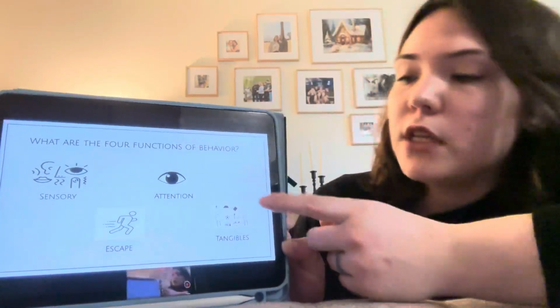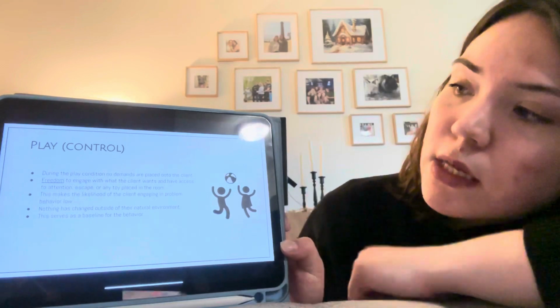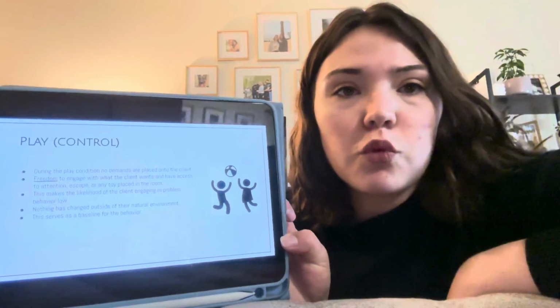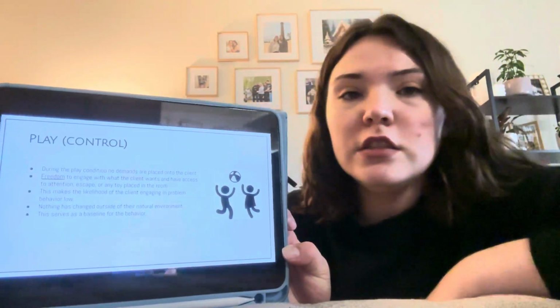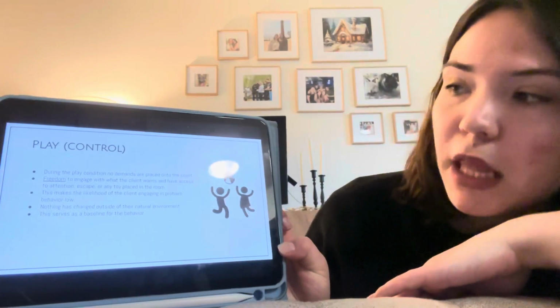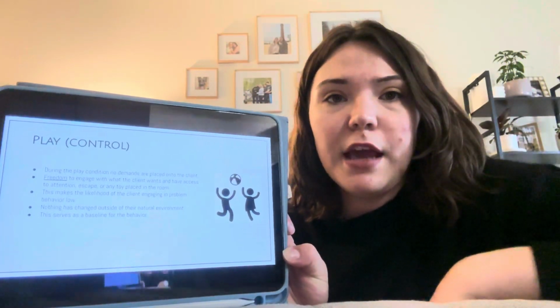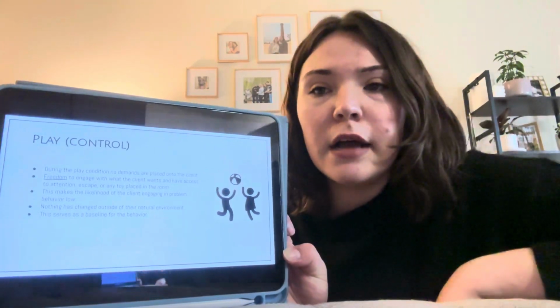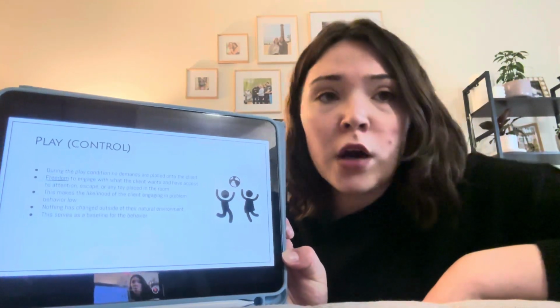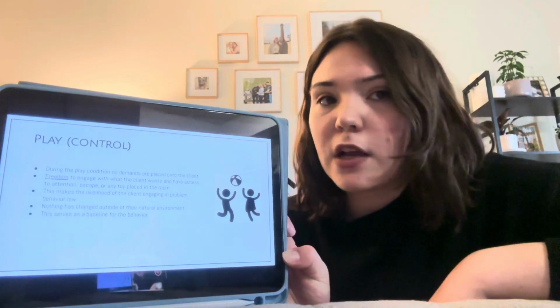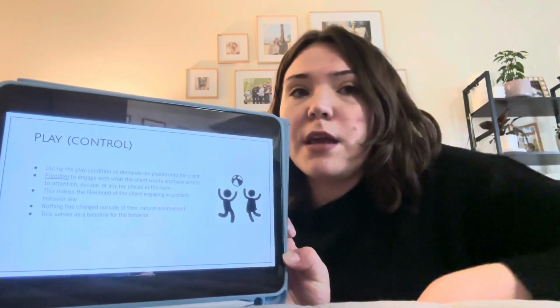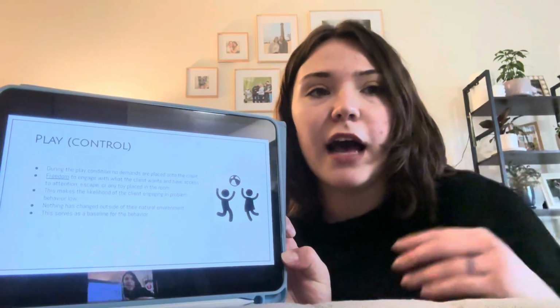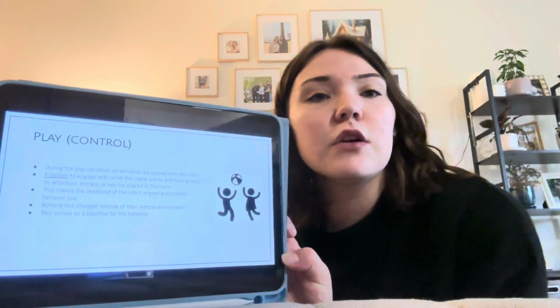For the first functional analysis, we're going to be talking about the play or control section. So during the play condition of a functional analysis of behavior, no demands are going to be placed onto the client. You're not going to give them any work, any specific questions. No demands are placed, so they're going to be as happy as can be. They have free reign over anything in their room.